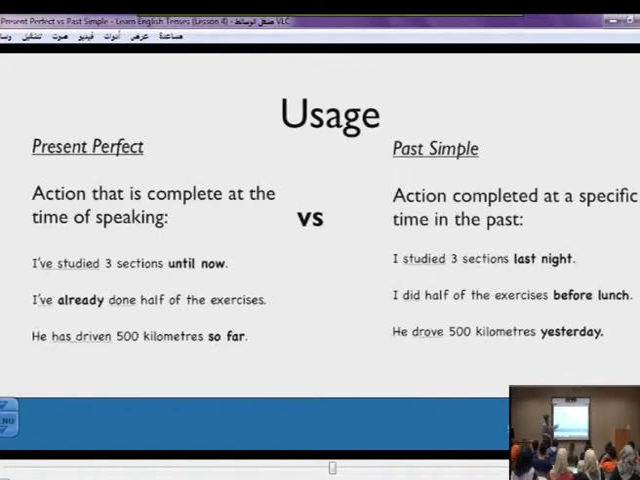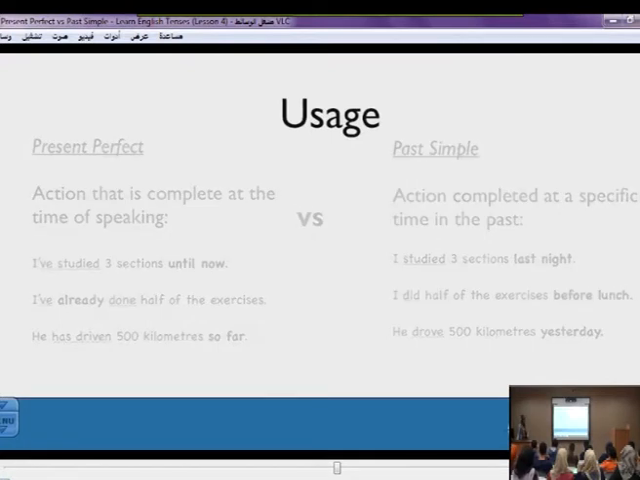Here, it is open, and you finished now, just now, until now. But at that time, we are talking about the last day or night or whatever. So those clues, it's good to memorize them: last, before, and yesterday, okay? Usually, we have simple past with them.